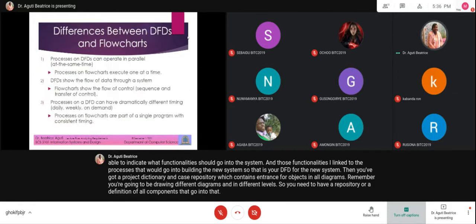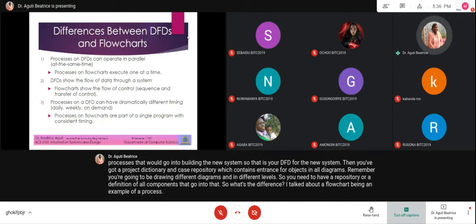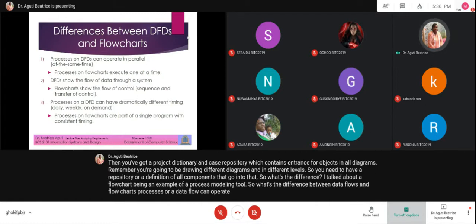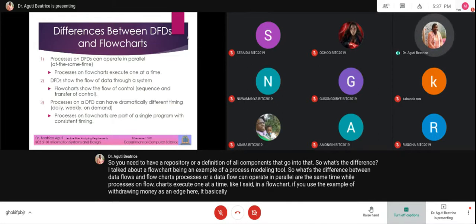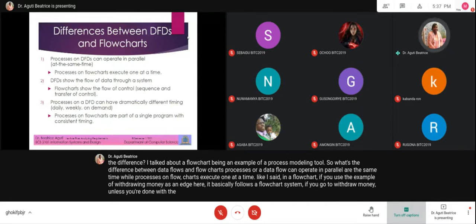So what's the difference? I talked about a flowchart being an example of a process modeling tool. So what's the difference between data flows and flow charts? Processes on a data flow can operate in parallel at the same time, while processes on flow charts execute one at a time. Like I said, in a flow chart, if you use the example of withdrawing money at an ATM, it basically follows a flow chart system. If you go to withdraw money, unless you're done with the withdrawal, you cannot begin another activity.